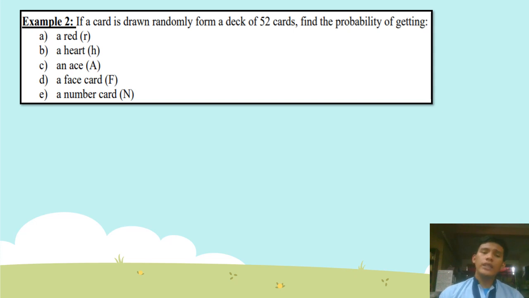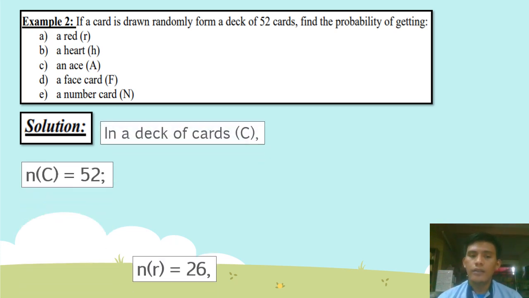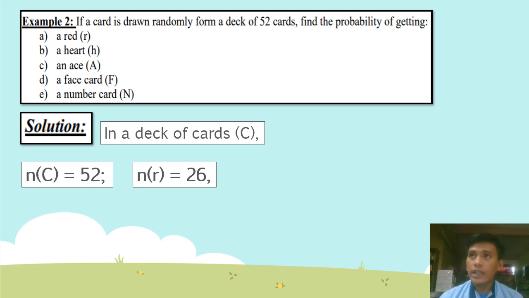Example number 2. If a card is drawn randomly from a deck of 52 cards, find the probability of getting a red, a heart, an ace, a face card, a number card. Remember, in a deck of cards, there are 52 cards. For red color, in a deck of cards, that will be 26 red cards. It includes diamonds and hearts, so 13 diamonds and 13 hearts. That's why 26. In hearts, that will be 13 hearts found in a deck of cards.